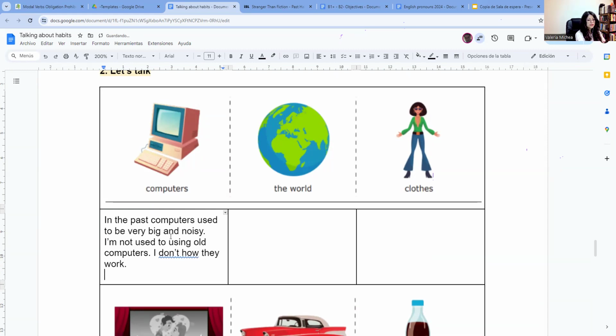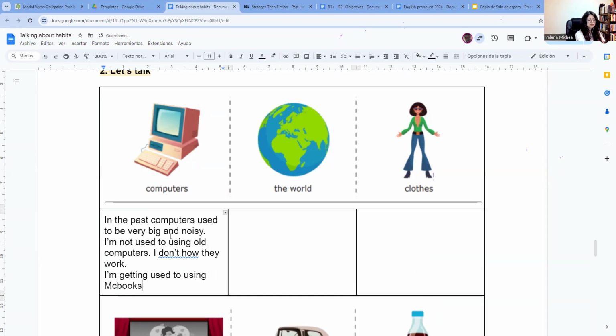I'm getting used to using, I don't know, how are they called? MacBooks, for example. I don't know how to spell that. Oh, with an A.